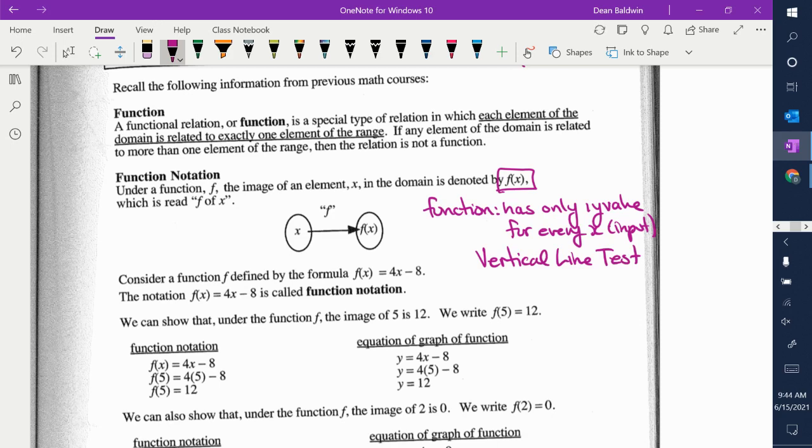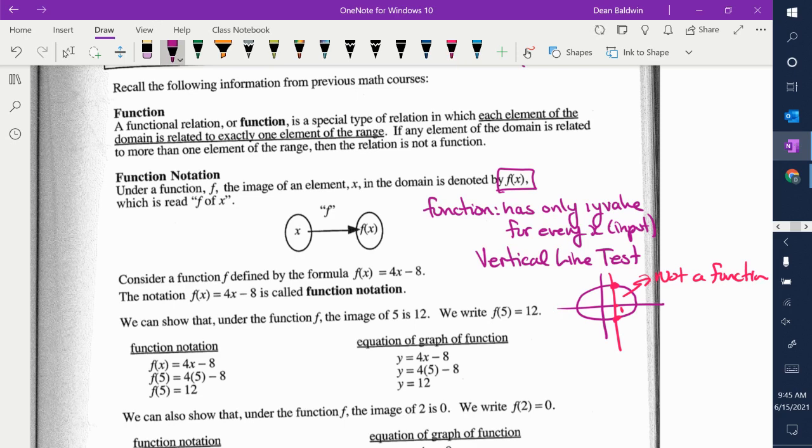That's a different type of test. So if you have, say, a circle or ellipse there, you try to draw a vertical line. If you hit the graph at more than one spot, it is not a function, because if I put in 1, I get two different y values. I get this one and I get this one. So this is not a function. It fails the vertical line test.